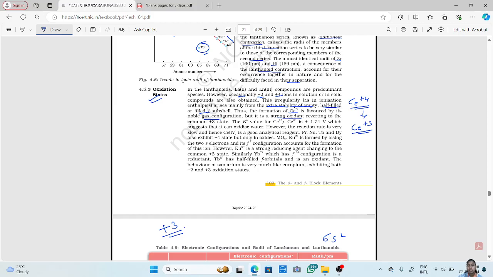Ce4+ can oxidize water, because it has a potential of +1.74 V, which suggests that it can oxidize water. However, the reaction rate is very slow. It can oxidize water, but the reaction rate is very slow.